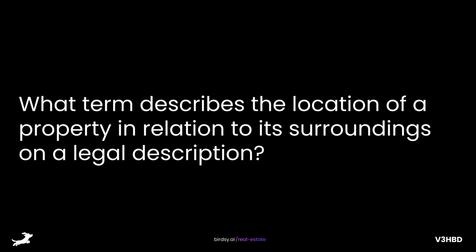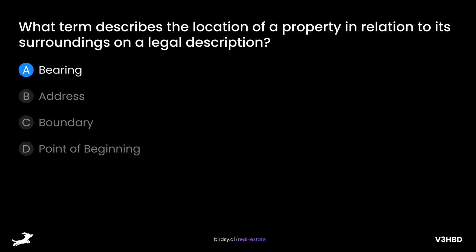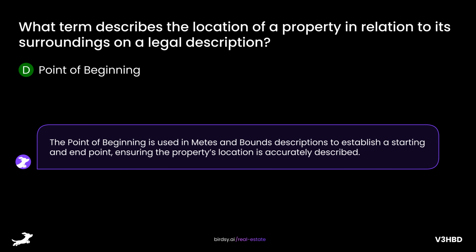What term describes the location of a property in relation to its surroundings on a legal description? Is it A, bearing, B, address, C, boundary, or D, point of beginning? The answer is D, point of beginning. The point of beginning is used in meets and bounds descriptions to establish a starting and end point, ensuring the property's location is accurately described.